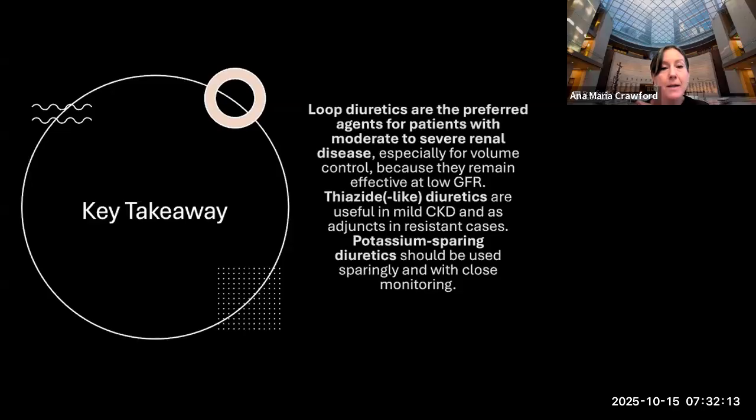And the potassium-sparing diuretics can be used, but must be tied to close monitoring of potassium and should probably be avoided if you have a patient that has a high level of potassium. Thanks so much, Dr. Tett.